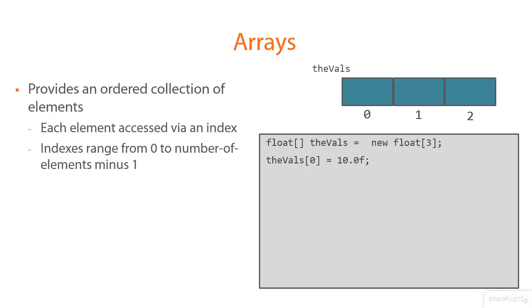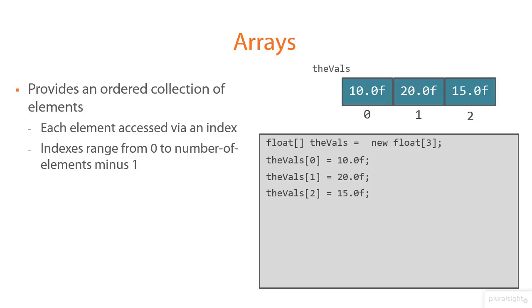So using that, we can now put values in and get the values from the array. So if I say theVals sub 0 equals 10, that stores 10 in the 0th position. Then theVals sub 1 is 20, puts 20 in the 1 position, and then theVals sub 2 equals 15, puts 15 in the number 2 position.